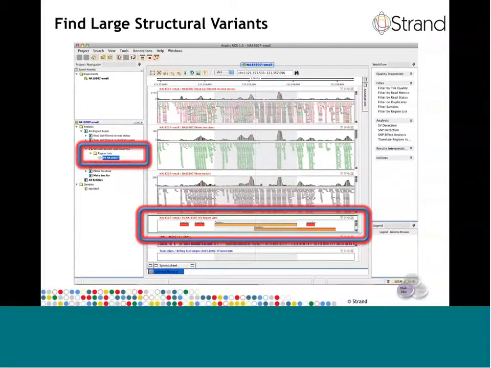So here's a typical result of a large structural variation detection workflow, and the mix of deletions and insertions indicate the complex structure of this particular sample in this location, and this could be the basis for a follow-up study. I won't dwell on this one too much.